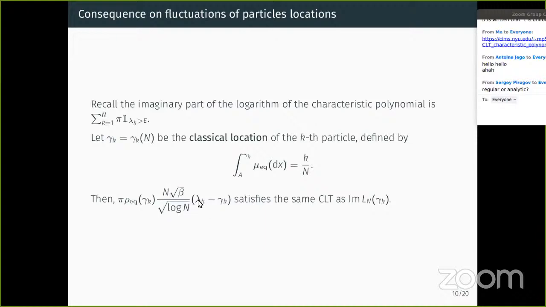So the typical fluctuation of an eigenvalue is of order square root log n over n in the bulk, and then close to the edge you have this factor here which plays a role. This quantity satisfies exactly the same CLT as the imaginary part of the log of the characteristic polynomial. So you just have to transfer all the results, and you can take joint convergence in the bulk and close to the edge.